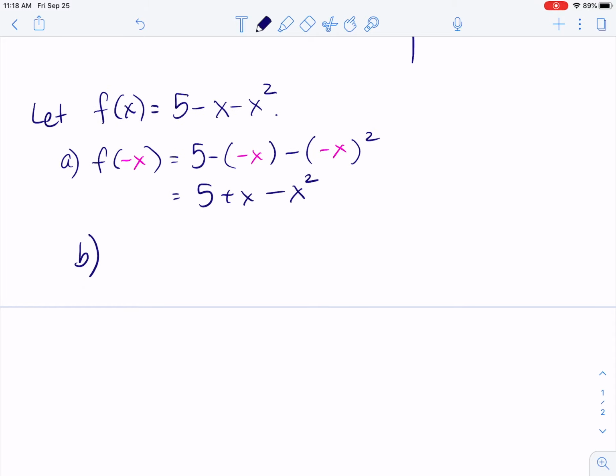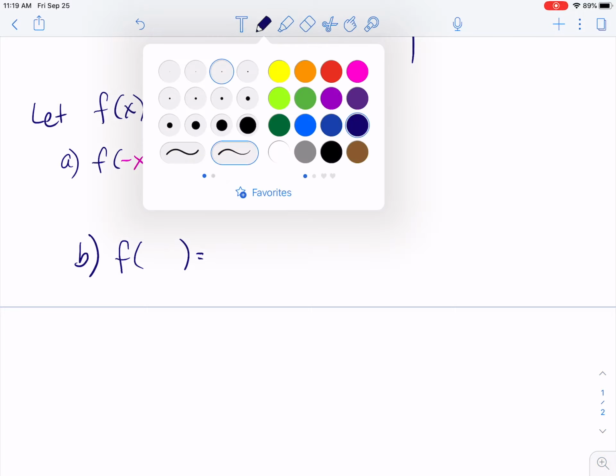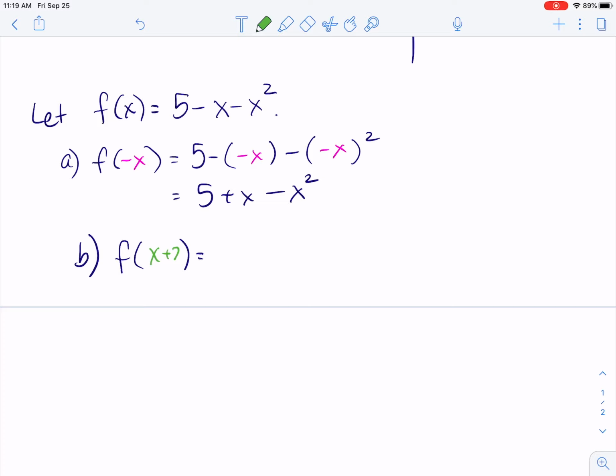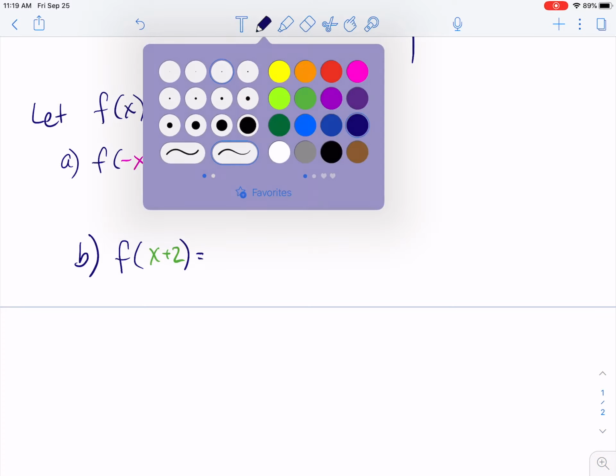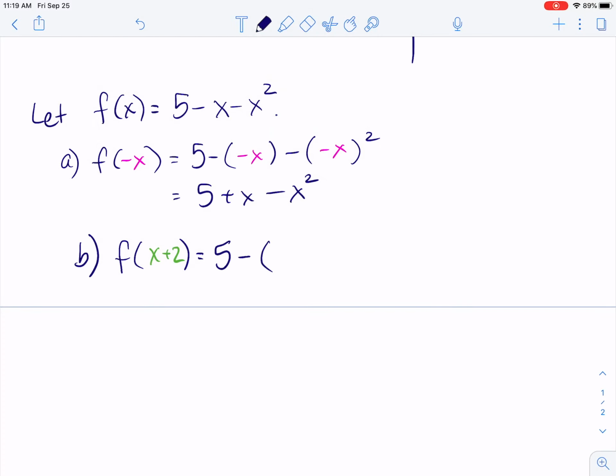They also said, okay, now find f of x plus 2. Well, you know what? I can't be consistent. They now said, find, let's use green, f of x plus 2. So what I have is I've got this 5 minus something squared, and I'm going to come along and say, well, that something is x plus 2.